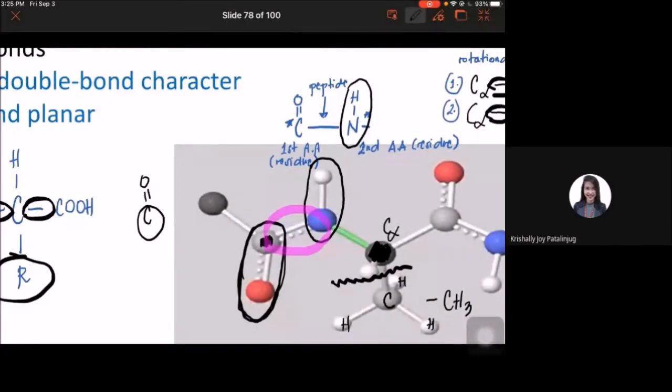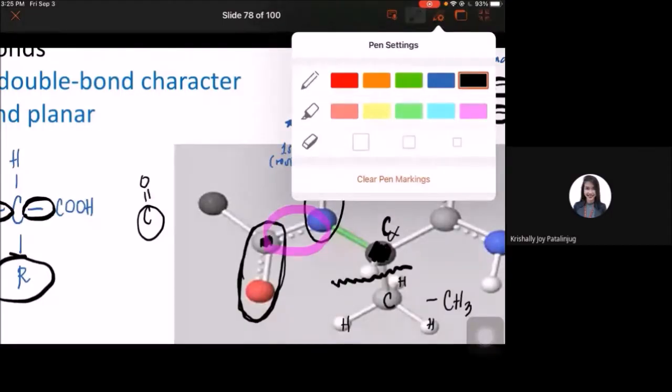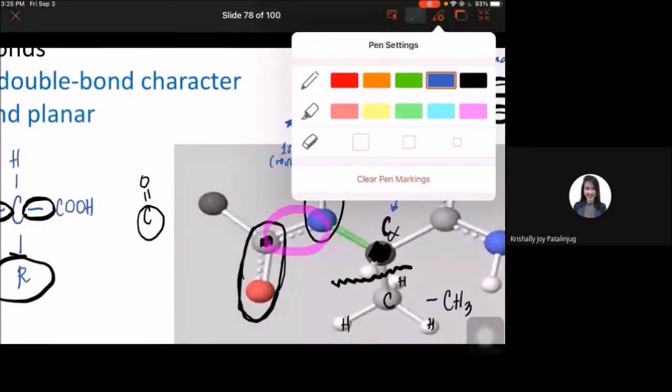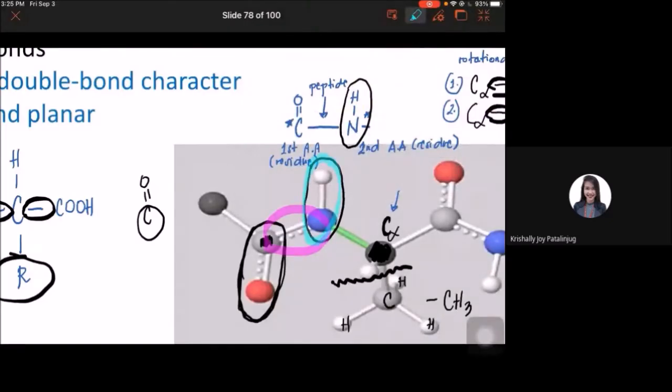Okay? So, the question is, if that is the alpha carbon, I repeat, if this is the alpha carbon, where are the rotational bonds? Nasaan yung mga rotational bonds? Siyempre, those that surround the alpha carbon. So again, if this is the alpha carbon, then this would be the amino group. Ito yung amino group. Therefore, ito yung isang rotational bond, yung gi-highlight ko na red.